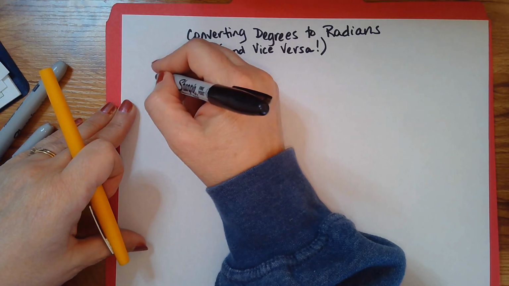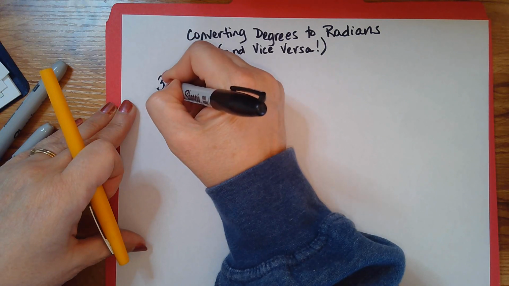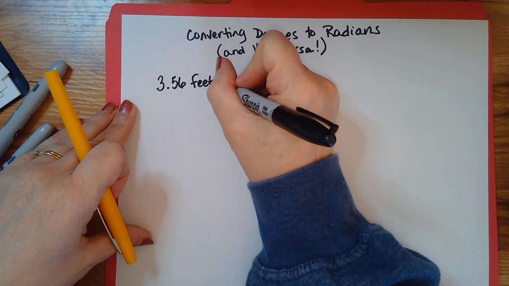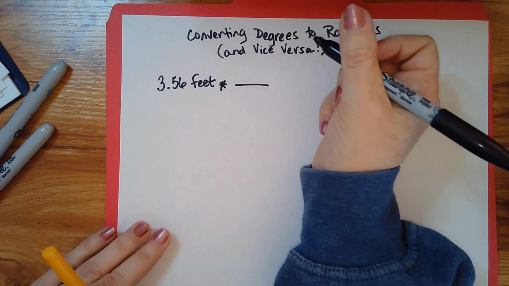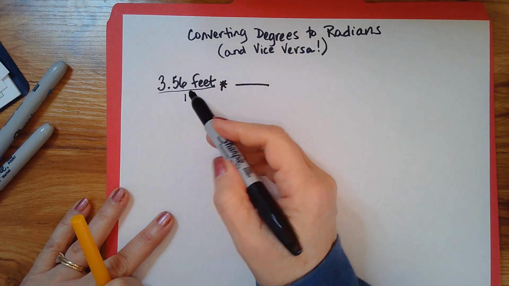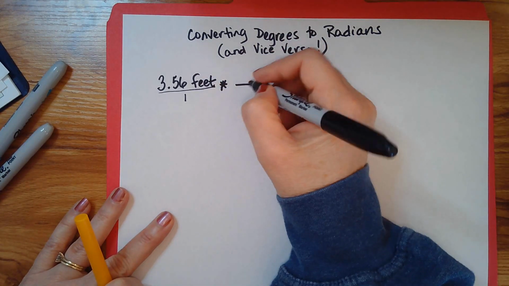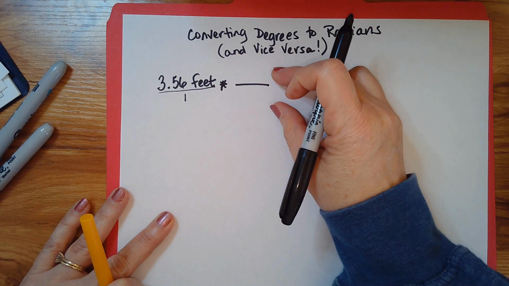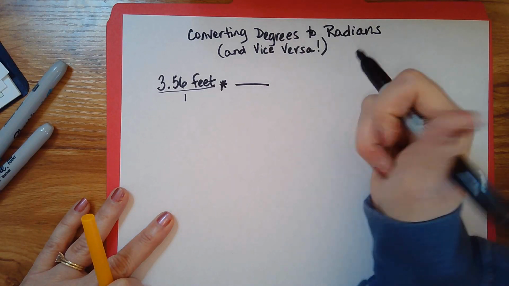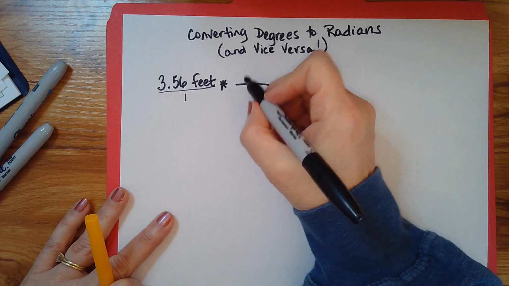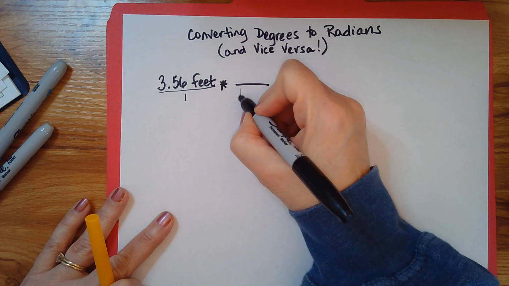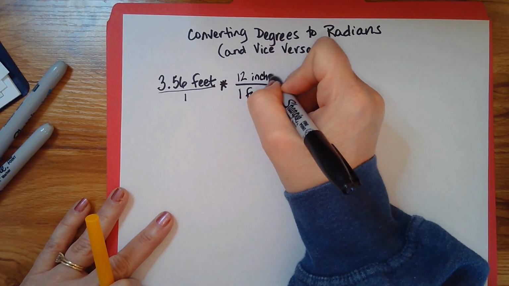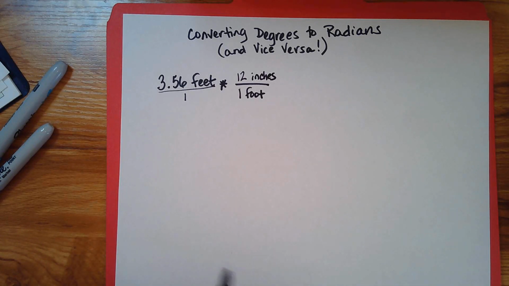So let's say that I want to convert 3.56 feet and I want to convert that into inches. You might remember us doing this in the past. We can turn this into a fraction, and then we need to multiply it by some conversion factor. And this can be any conversion factor that is both helpful and true. So since we're going into inches, I'm going to do 1 foot equals 12 inches.